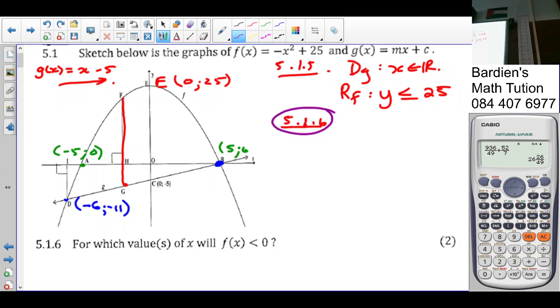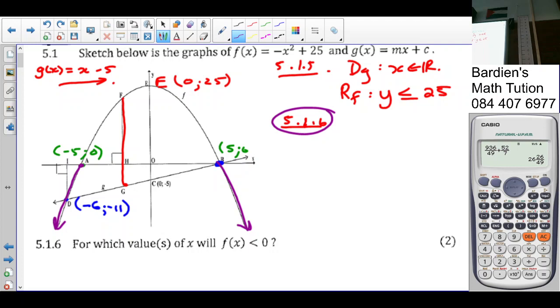For which value or values of x will f of x be less than 0? So what does less than 0 mean? It's negative. So where the graph is negative. And where is the graph negative? Below the x-axis. This part of the graph is negative there. Is it continuous or a break in solution? Break. The solution is in parts.